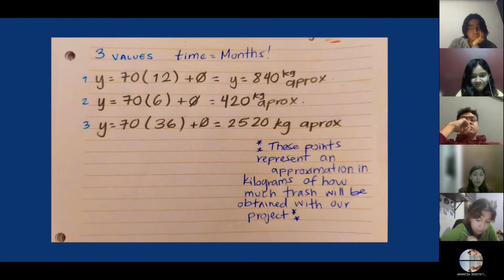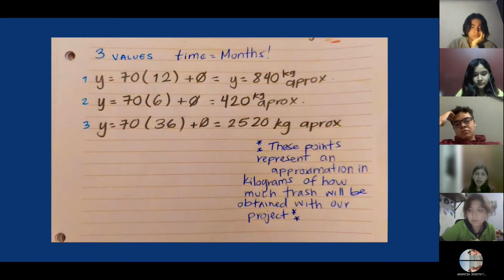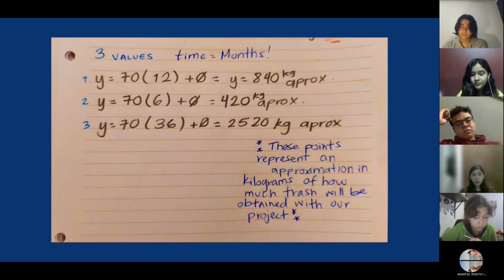To know in the near future, since we have an increasing slope, it gave us the results of 840, 420 kilograms, and 2,520. Repeating, this is an approximation based on some research we had and calculations we made to find the equation we did. And this is everything.